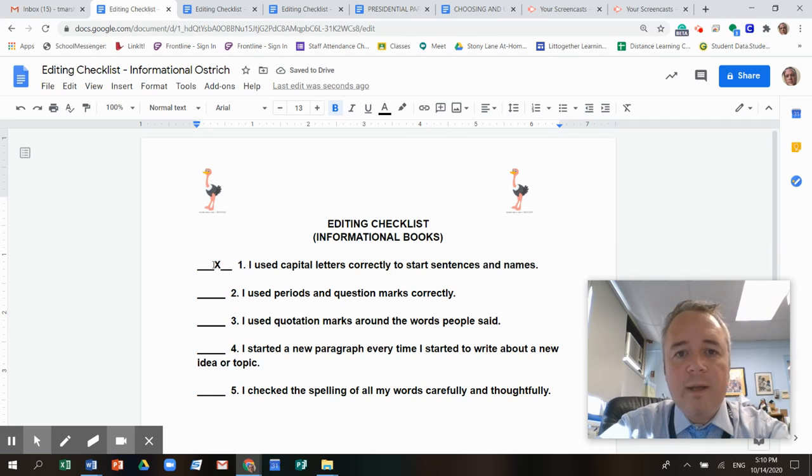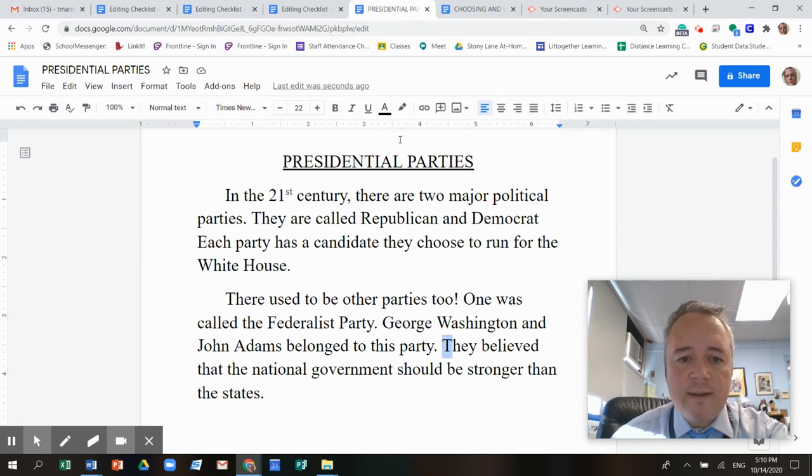Okay, now I'm looking at the second thing on my checklist. I used periods and question marks correctly. So let's go back to my writing. Do I have periods in the right place? In the 21st century, there are two major political parties, period. They are called Republican and Democrat. I need a period. Uh-oh. Here we go. There, I put my period in.